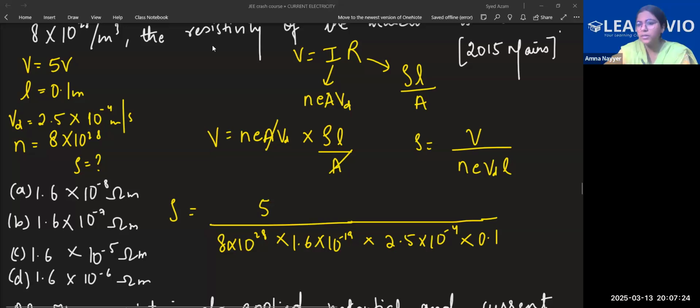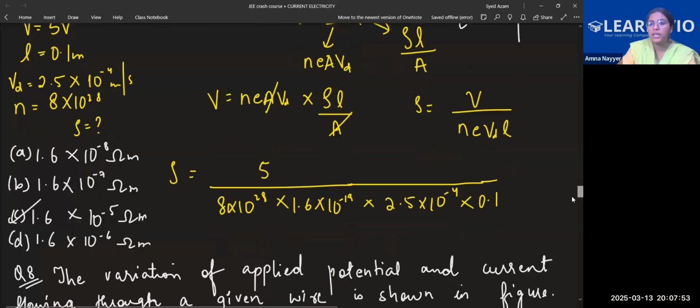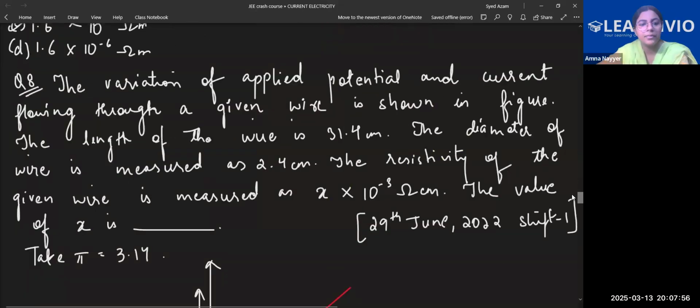Yes, any option which is matching? Or you're solving? The answer is 10 to the power minus 5. Okay. Yes, both of you, I think, have got the correct answer. Yes, option C, right. This is 10 to the power minus 5. Correct. Very good. Let's come to this question.